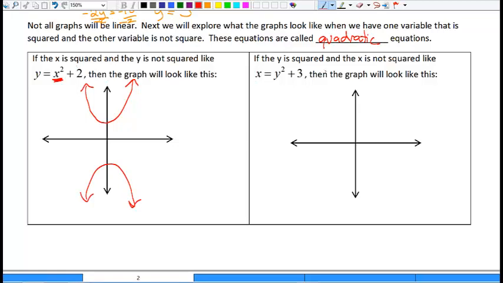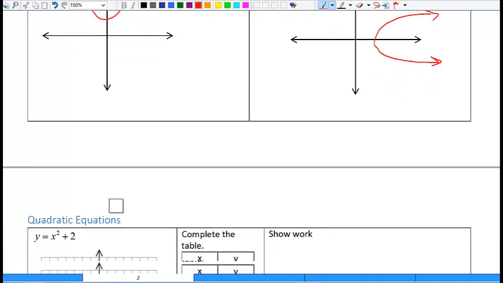But if the y is squared and the x is not squared, like this, do you see how that y is squared but the x is not? Then the graphs will look like the same U shape but kind of sleeping or on its side. Again, if you have some negatives, it might end up being over here. But in this particular problem, it is the one on the right. So I'm going to go ahead and erase these two because although that's possible, it's not actually the one that was given. So let's go ahead and plot some of these.